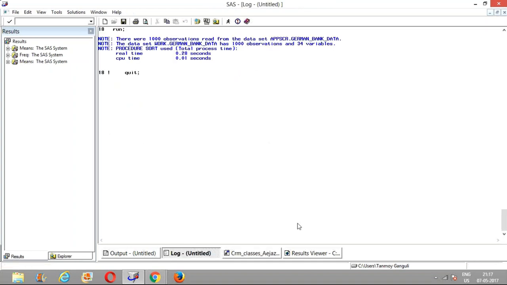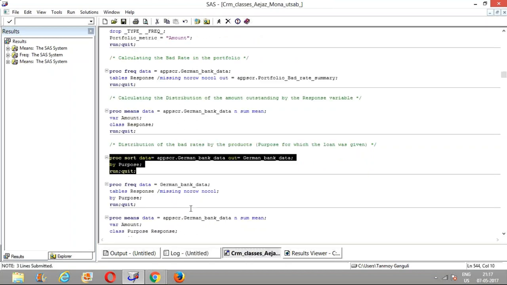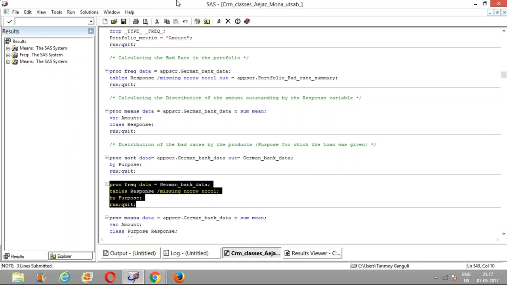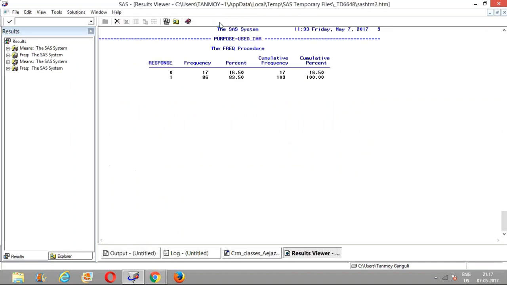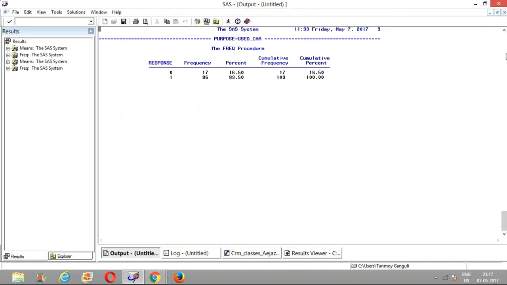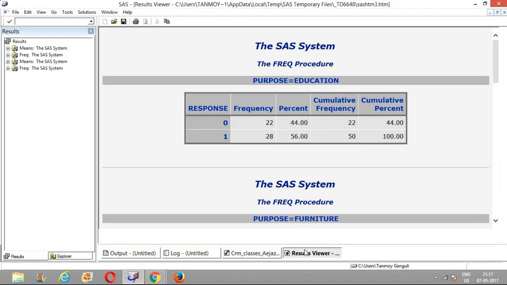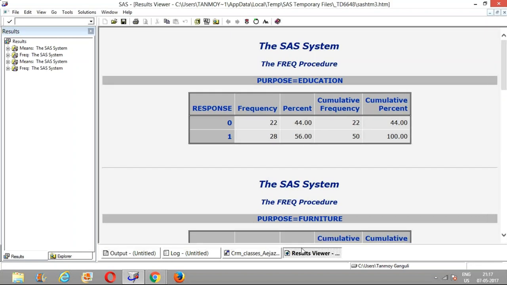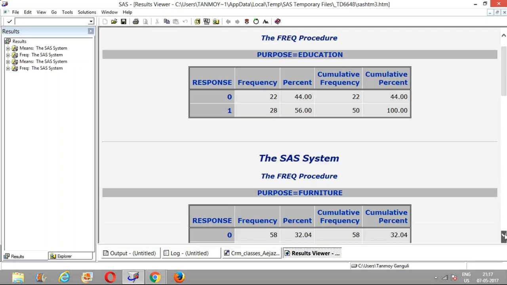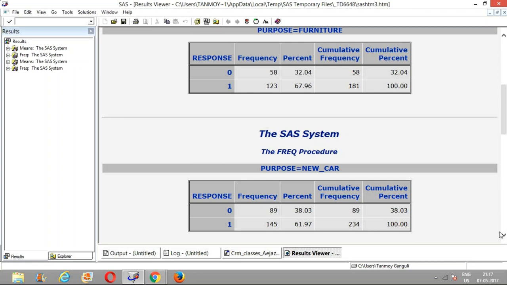Just look into the log, yes. Next thing that we do over here is, so over here it shows what were the major purposes of taking the loan. So there were five major purposes. One was education, the other was retraining, another was furniture, the other was radio TV, and finally it was for new cars and used cars.